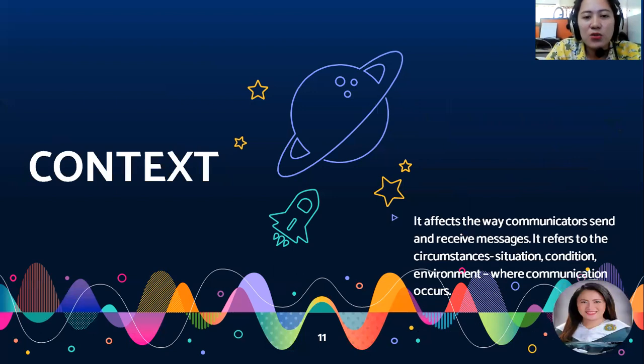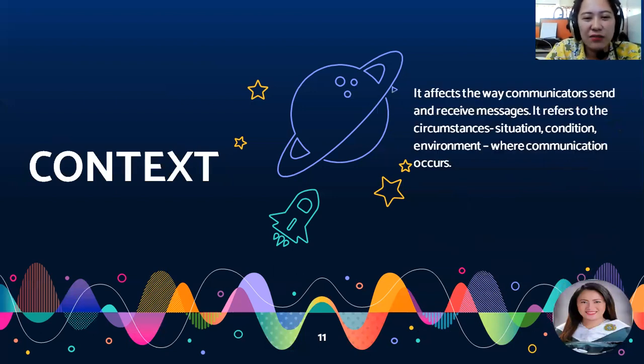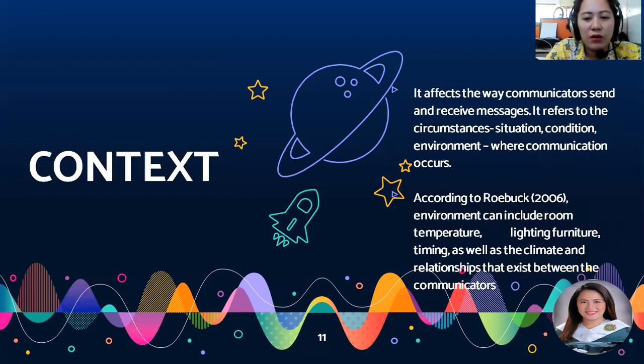So next, we have the context. This is often misunderstood. The context refers to the environment, the situation, or the condition where the communication occurs, and it really affects the communicators in receiving or in giving the messages. An example of the environment is the classroom or the park. It refers to the physical environment where the communication happens.